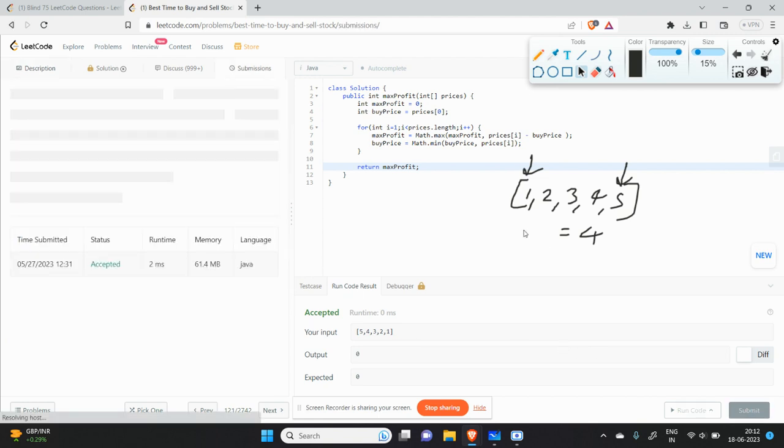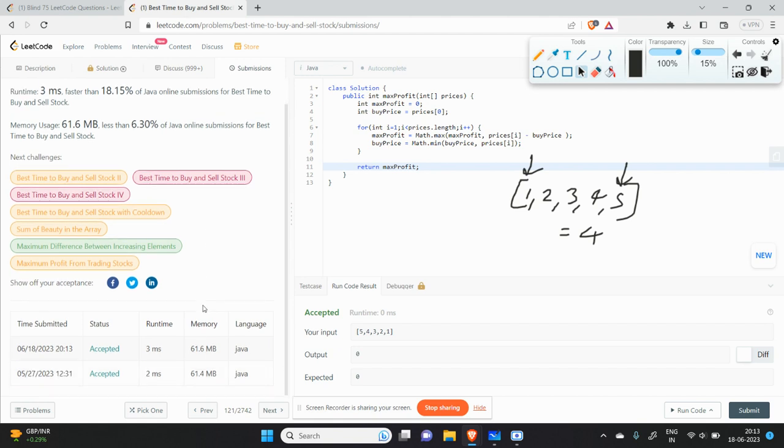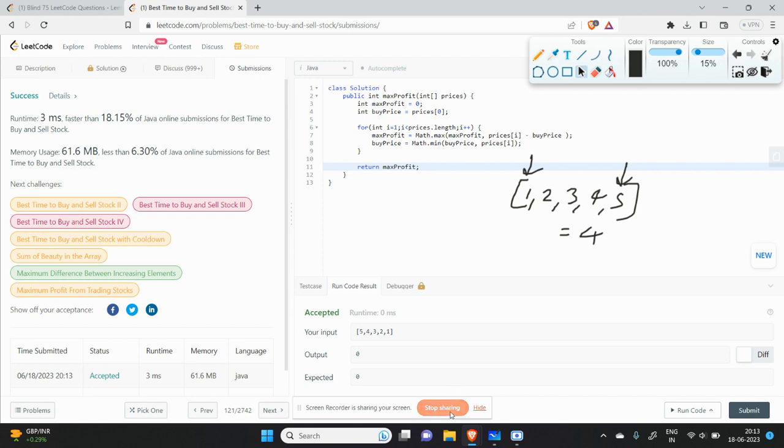So let's try to submit the code and see. Here you can see it got accepted. So yeah, that's all I have for today.